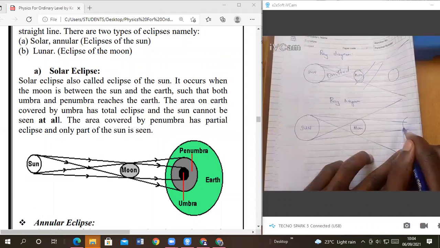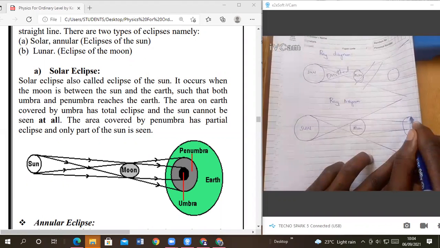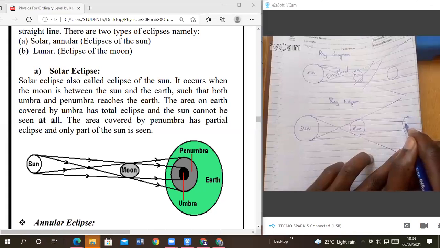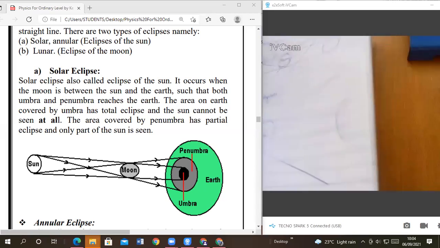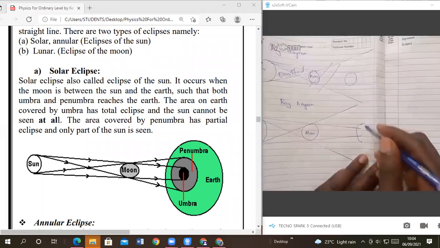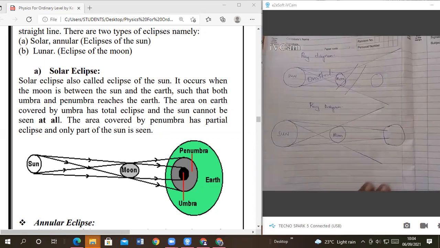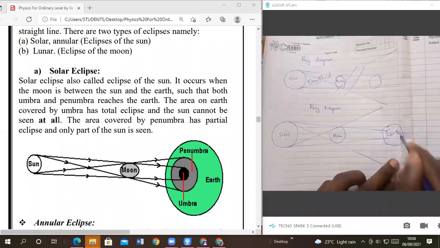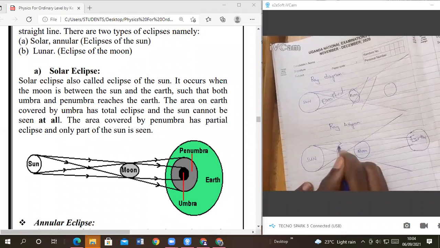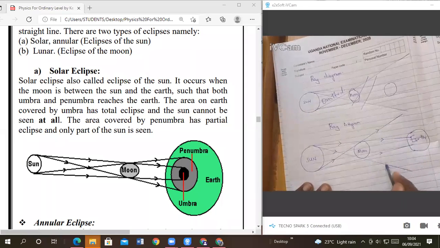Now, from here, this is where the earth will be. The earth is there. This is the Earth. So don't forget to put the rays, the arrows.